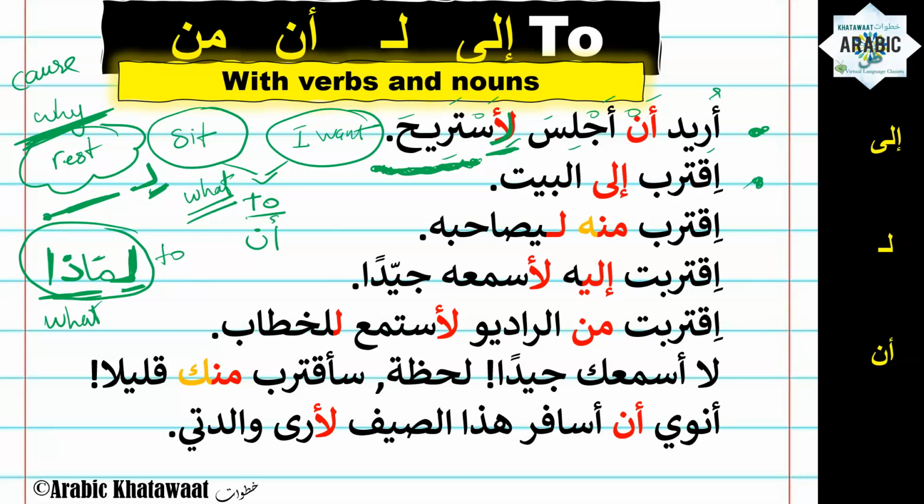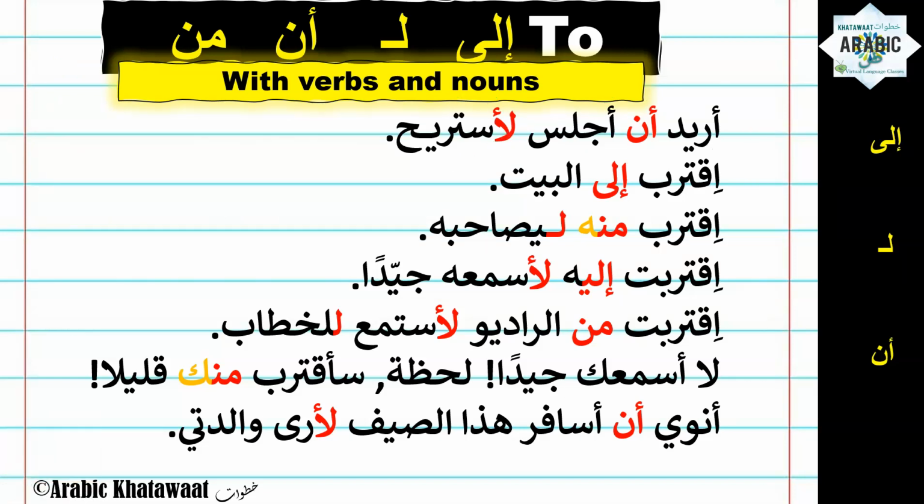The second example, we have اقترب إلى البيت. He got closer to the house. إلى is a preposition of place. You usually use إلى when you're trying to indicate direction, or more of a space. Getting closer to the house. So that's direction. I am getting closer to the house.